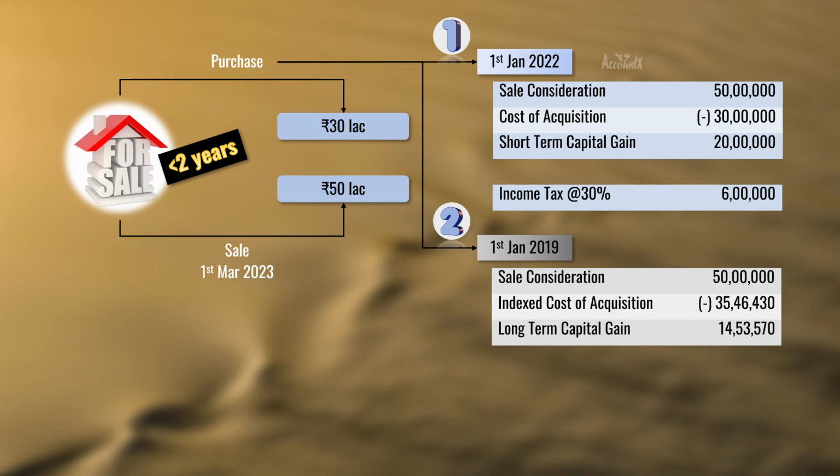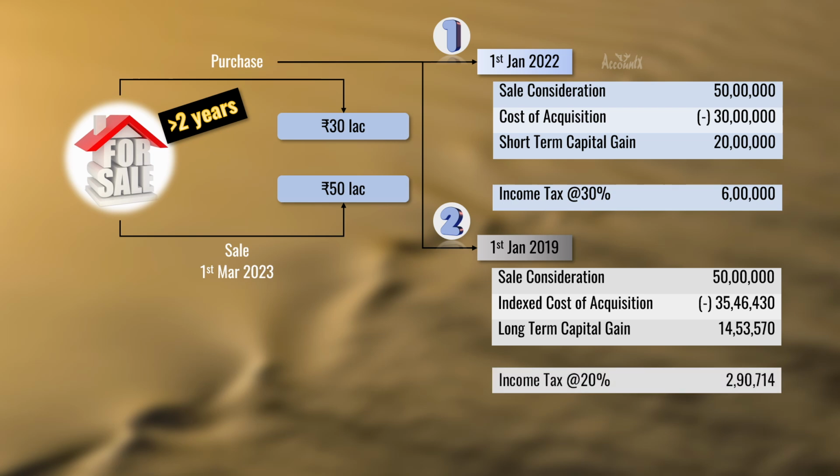And the difference between these two, that is 14.5 lakh, would be your long-term capital gain. Long-term capital gain because here the period of holding of the house is more than 2 years. So it is going to be treated as a long-term capital asset and the gain would be long-term capital gain. This indexed cost of acquisition is applicable only for long-term capital assets. And in case of long-term capital gain, rate of tax would be 20% flat. So 20% of 14.5 lakh would be 2,90,714 plus surcharge, if any, and health and education cess at 4% would be extra.